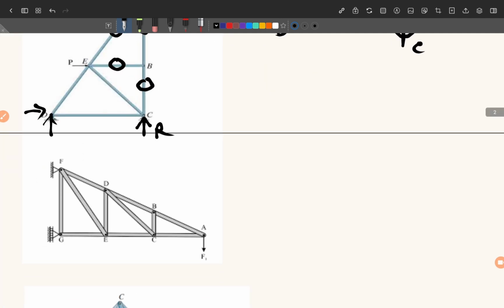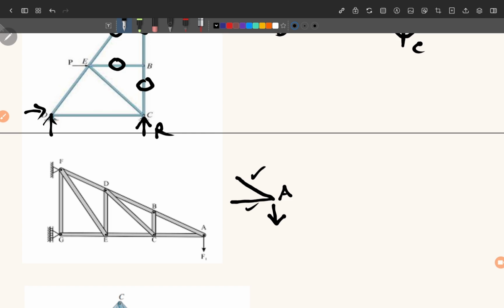We come to the second example, and in this second example, at joint A what is happening? At joint A we have these two members, but there is a force also. So we cannot say that the force in members AB and AC will be 0. They will have some force, right?